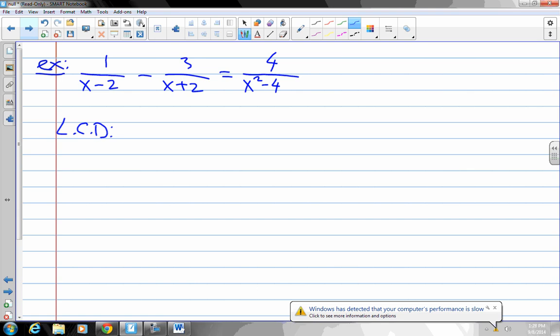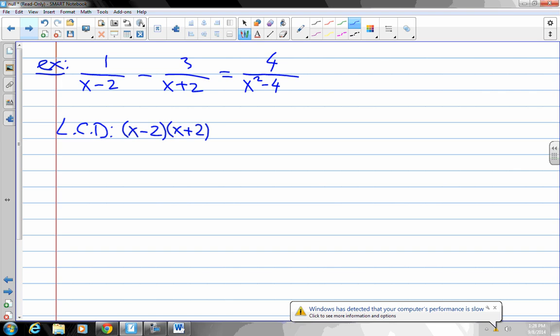Just 2? What about all those x's? So I need x minus 2. It's one of the factors. Do I need x plus 2? Yeah, it's a totally different factor. Now, do I need x squared minus 4? No, because that is x minus 2 times x plus 2.